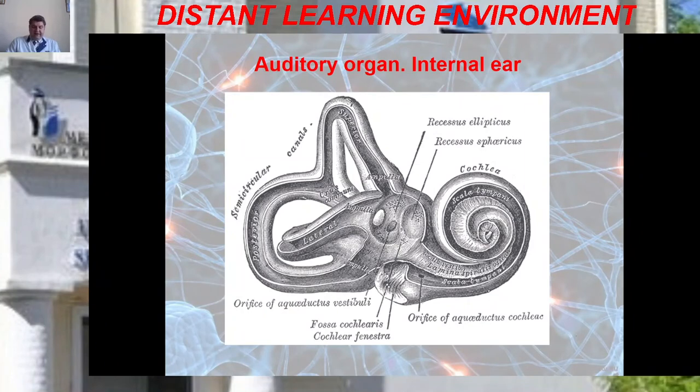Under the posterior end of the crest on the floor of the vestibule is a small depression called the cochlear recess, recessus cochlearis. The semicircular canals are three arch-like bony passages situated in three mutually perpendicular planes.